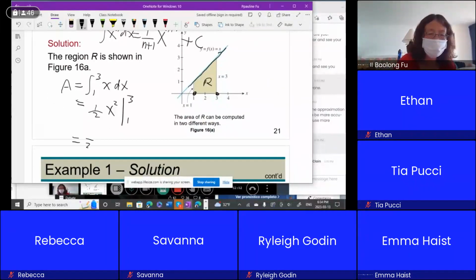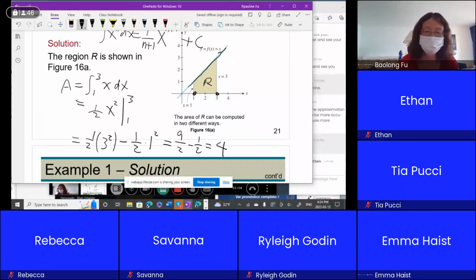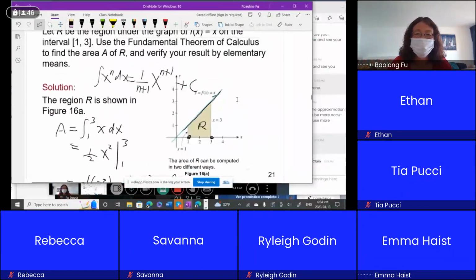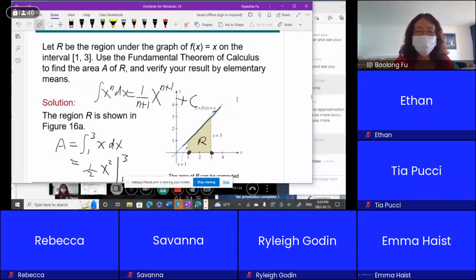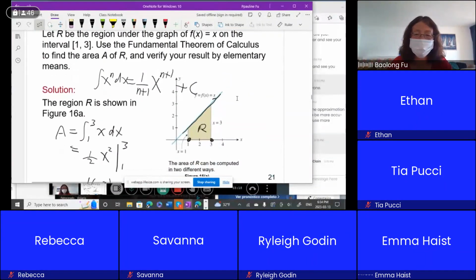So first plug in 3, then plug in 1. So the result is 4. Okay. So we used the fundamental theorem of calculus to calculate the area. Any questions?